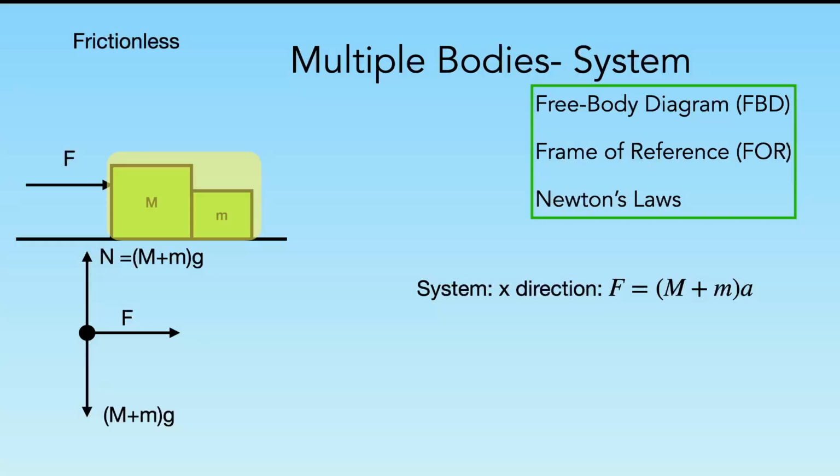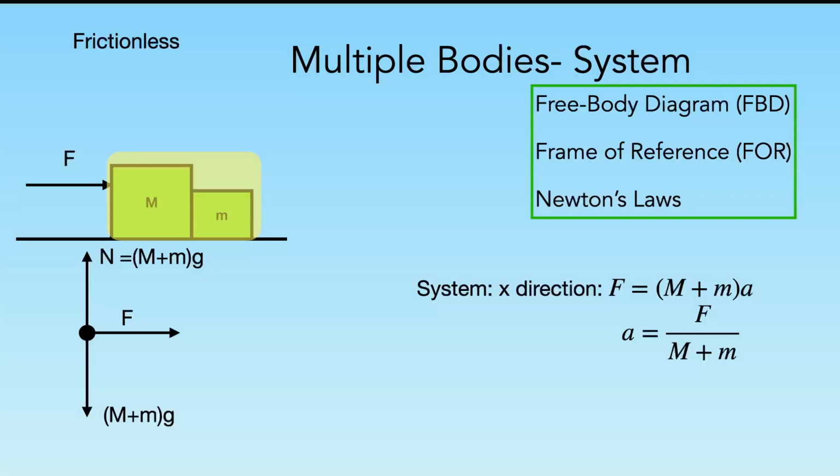For the system, Newton's second law in the x direction: the force, F, equals (M plus m), the mass of the system, times a. So Newton's second law, the total force horizontally is F. And I didn't draw my frame of reference, but it's the same frame of reference. In fact, I wouldn't be surprised if the slide pops it up in a second.